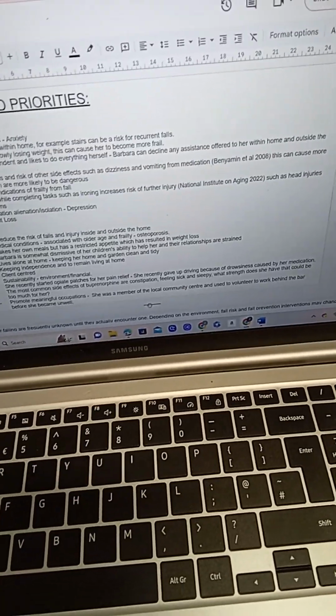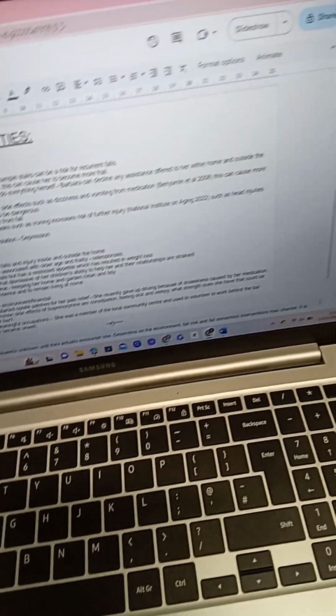And we'll look at the environment within the home. So Barbara lives in a house with stairs. This can be a risk for falls.